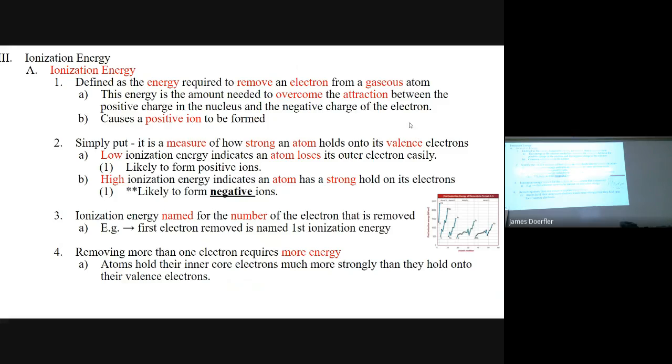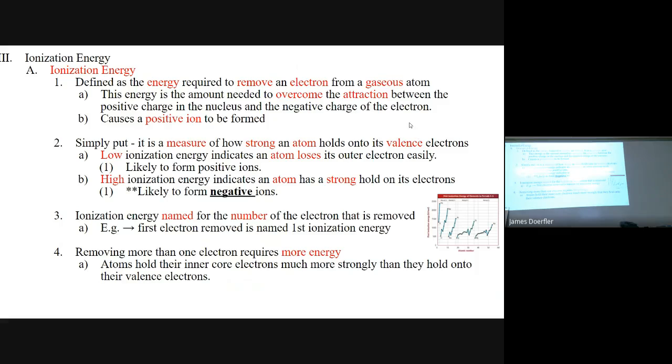Okay, we talked about what an ion is. It's an atom that has become positively or negatively charged, depending on if it's gained or lost electrons. Ionization energy is the energy that is required to remove an electron from a gaseous atom. And so we need to have this energy in order to overcome the attraction between the positively charged nucleus and the negatively charged electrons. Okay, it's like trying to pull magnets away from each other. You have to have some energy input to separate them.